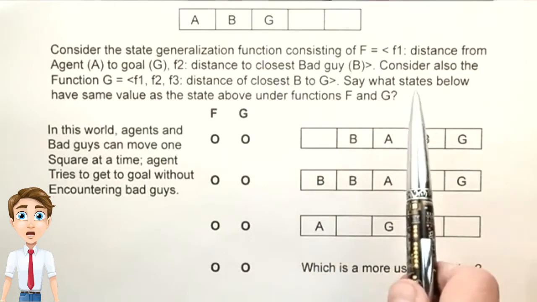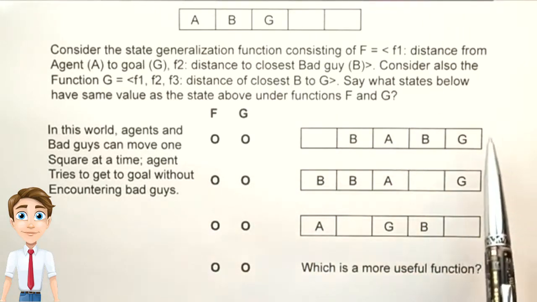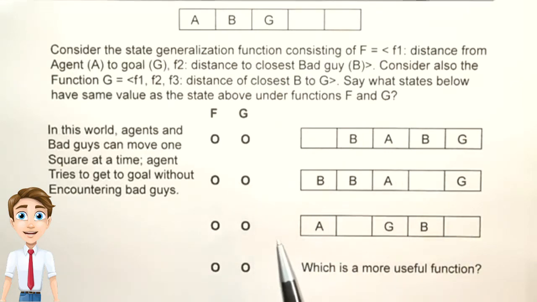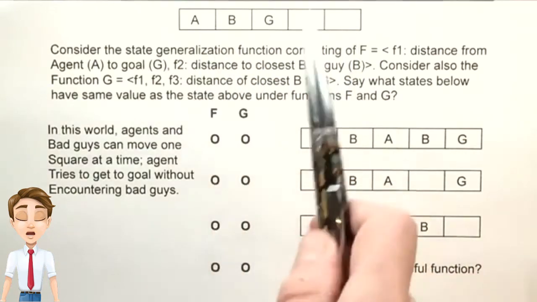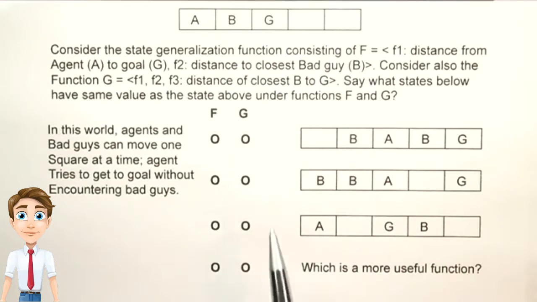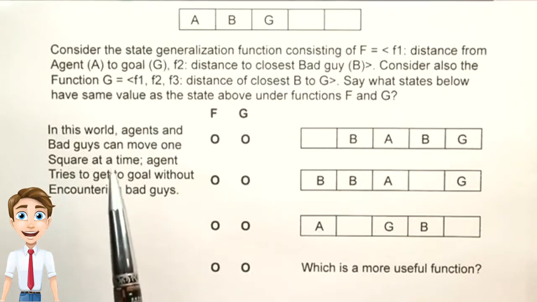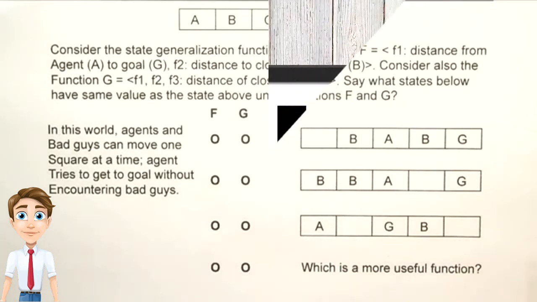And now I want you to say which of the states below, these three states, have the same value as the state above, this state, under the functions f and g. And click off the ones that have the same. And then I want you to answer for me: in this world, agents and bad guys can move one square at a time, and the agent tries to get to the goal without encountering bad guys. And for the agent to do that, which is a more useful generalization function to use over these states, f or g?